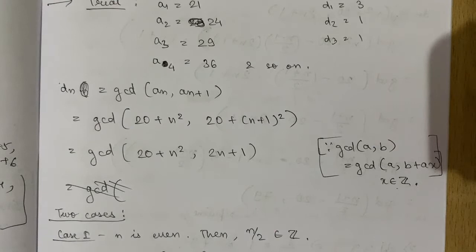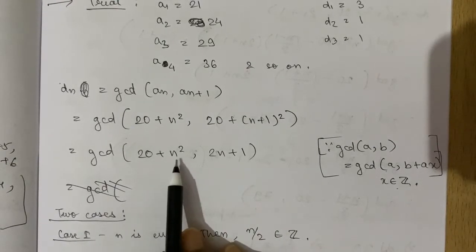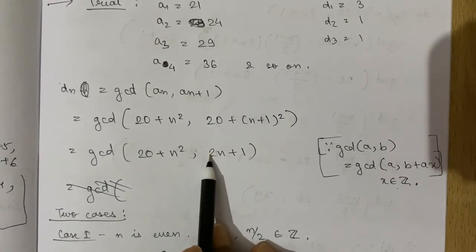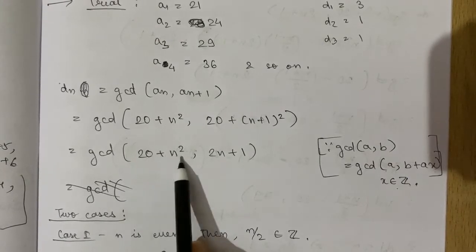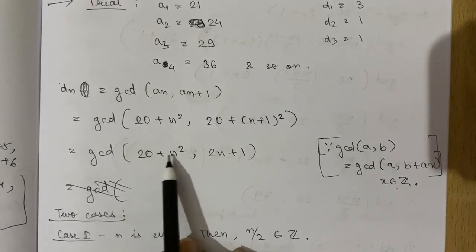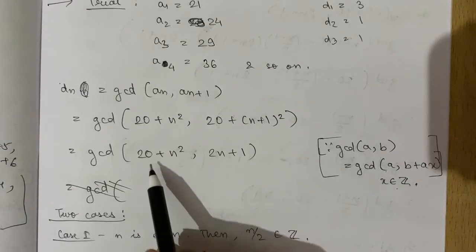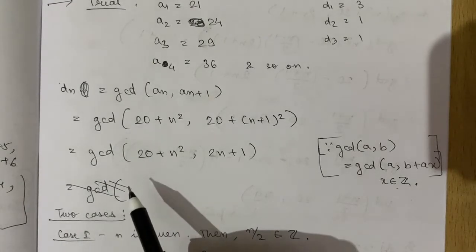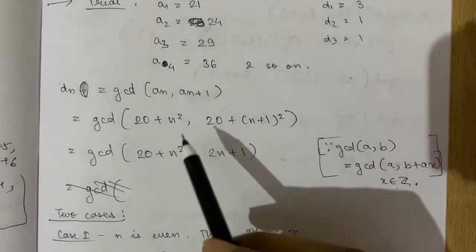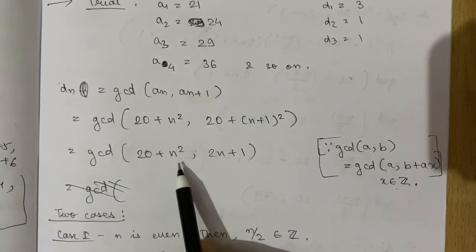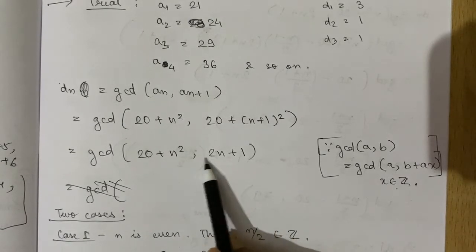I want to reduce this further, but for this I would have to multiply 2n plus 1 by something. I want to remove the n squared term from this 20 plus n squared, so that I am left with a constant. That's my idea. I want to make this a constant, and if I get a constant here, I can say what the GCD would be. So for removing n squared, I need to multiply this by n by 2.